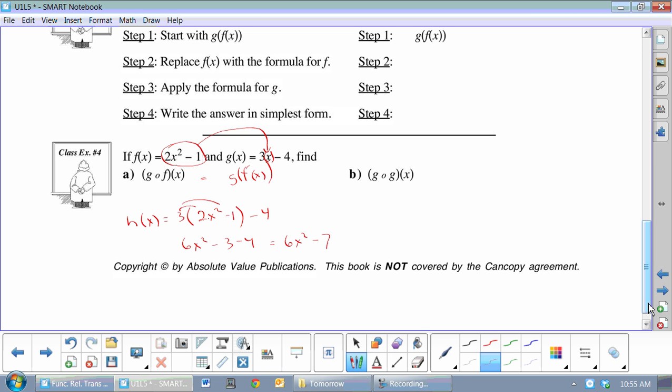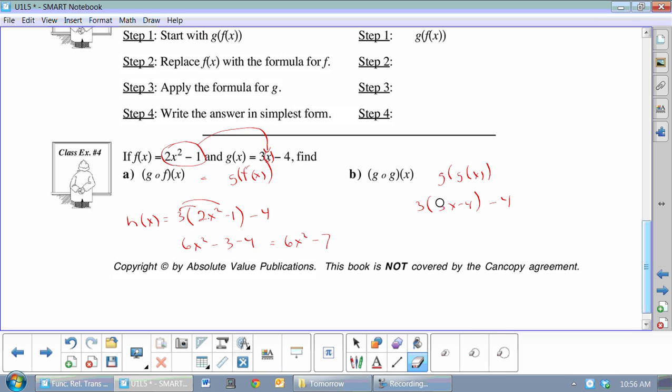Okay, g of g of x. That means take g of x and put it inside g of x. So I'm going to put g of x inside of g of x. So that is 3 bracket 3x minus 4 bracket minus 4. So that is 9x minus 12 minus 4, 9x minus 16.